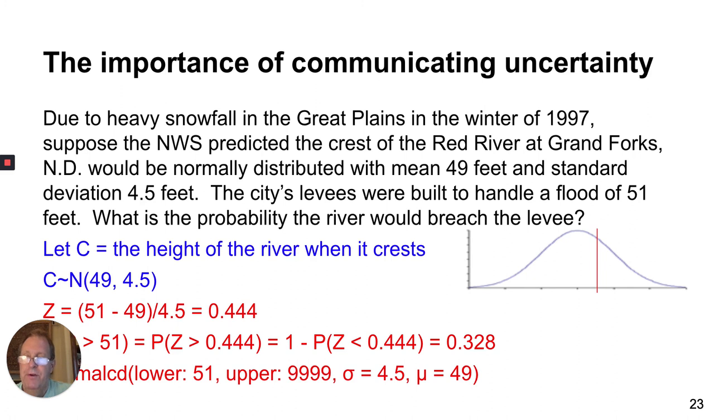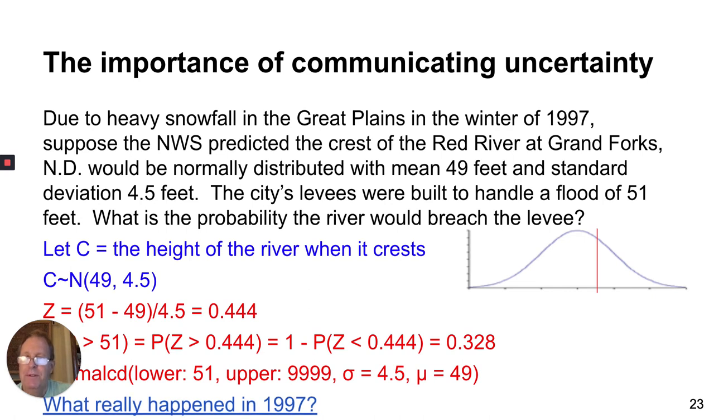Here's my calculator notation in normalcdf. I plug in my lower bound of 51. My upper bound is a very large number. Standard deviation of 4.5, a mean of 49, and that tells me that the probability of getting a z greater than 0.44 is 0.328. Okay? I've done the math.